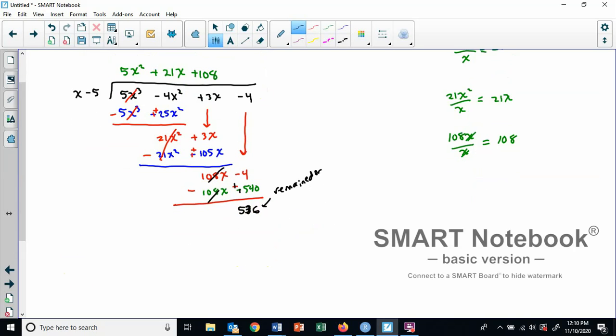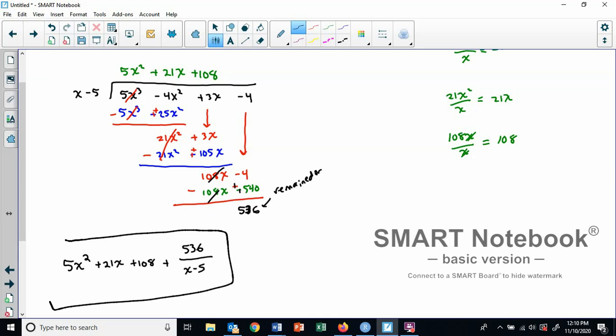So what's our final answer? 5x squared plus 21x plus 108 plus, and let's take our remainder. What is our remainder? 536. It's a large remainder. Divided by, and then what was the divisor? x minus 5. All right, so there we go. This would be a lot prettier if I were to use x minus 2, but forgive me. Still works. You can still divide. You can divide by anything. It may not be as pretty, but there we go.